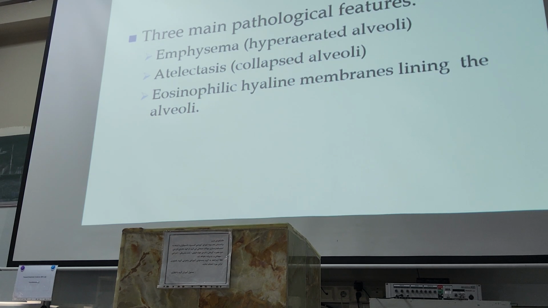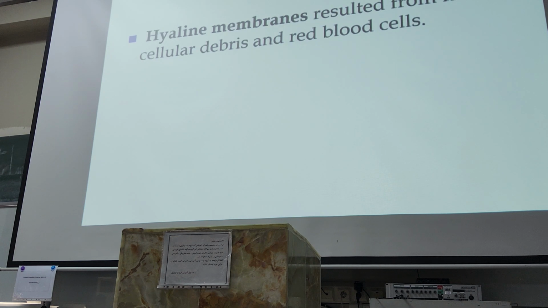The other feature is atelectasis. It means the collapse of alveolar space. And the main feature is the presence of eosinophilic hyaline membrane lining the alveoli. In alveolar septa, you see the deposition of eosinophilic material. Hyaline membranes result from fibrin. So the eosinophilic material in alveolar septa is basically fibrin, cellular debris and red blood cells.